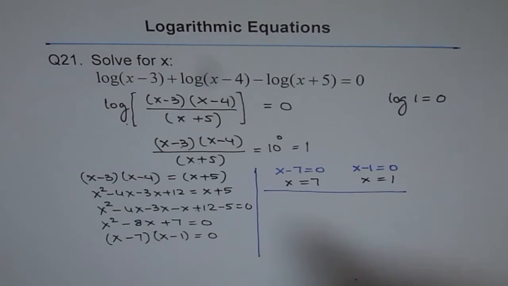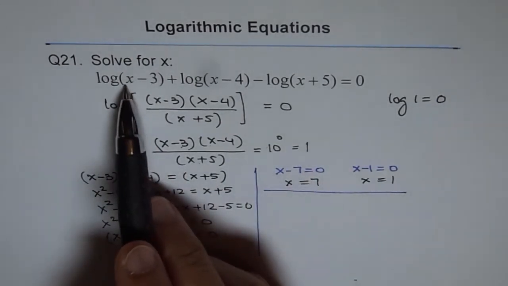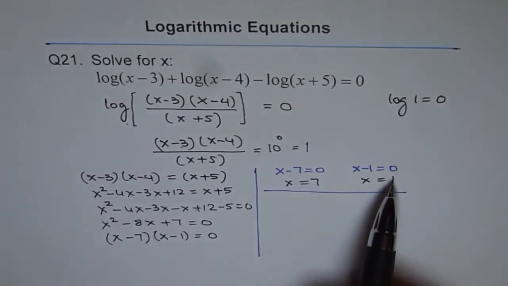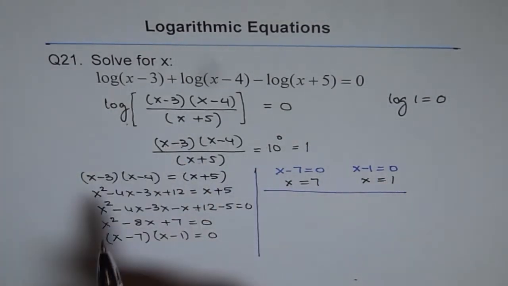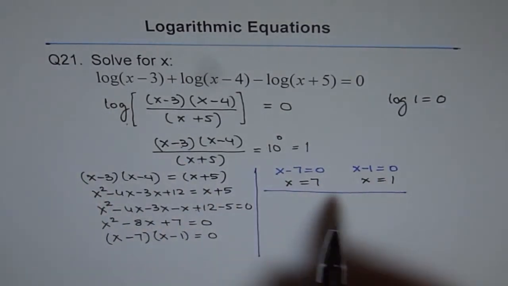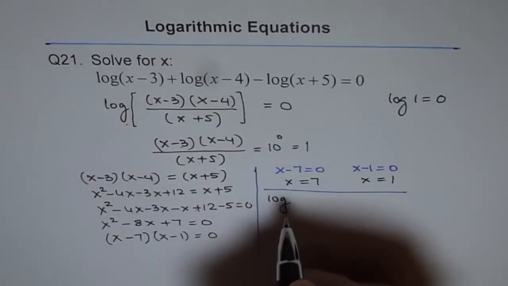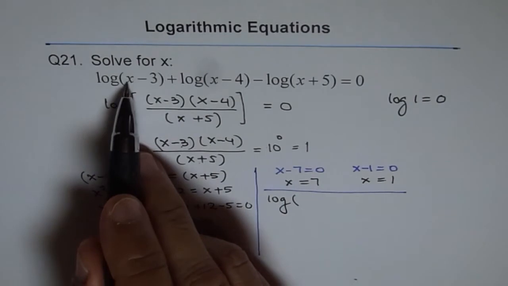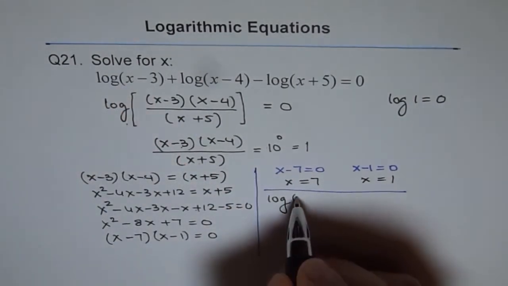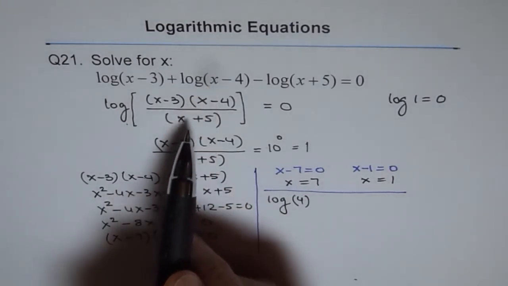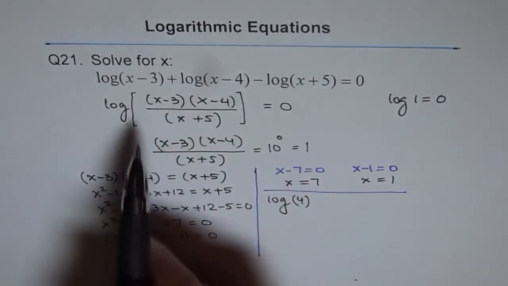Now what we can do is plug in 7 here in our equation, and also plug in 1 and then check, correct? Now if I do 7, then what do I get? I get log of 7 minus 3 is 4, correct? And then I could have actually placed them here, right? That is a better idea.